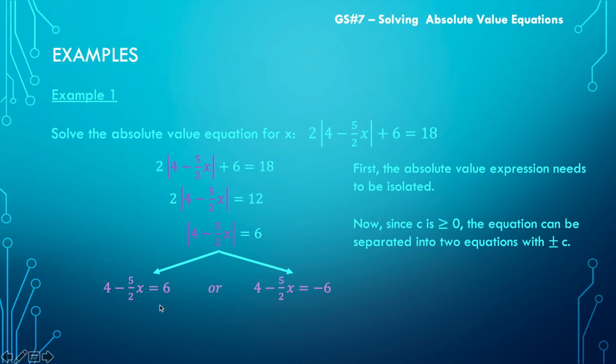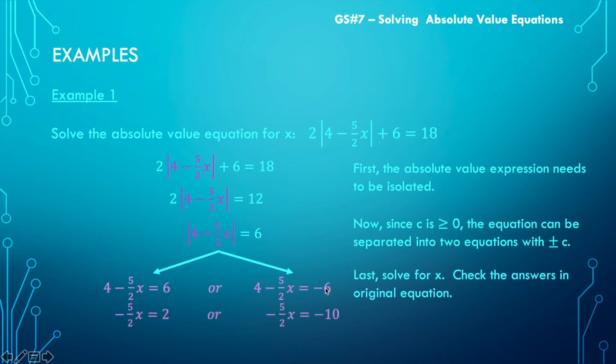If I look at this left-hand equation, the first thing I would do would be subtract 4 from both sides, right? Now, wouldn't I do the same thing over here as well? I would subtract 4 from both sides of this equation. And when I do that, I end up with negative 5 halves x is equal to 2, or negative 5 halves x is equal to negative 10 when I subtract that 4 from both sides.